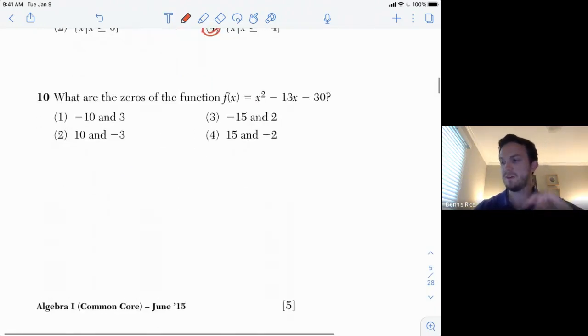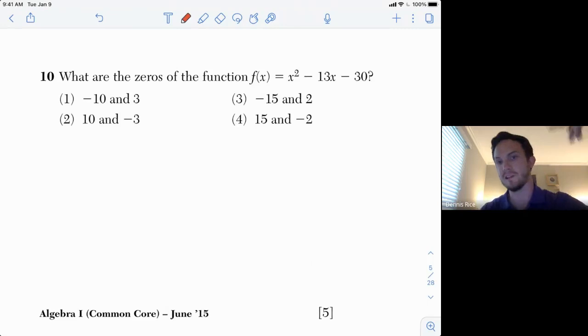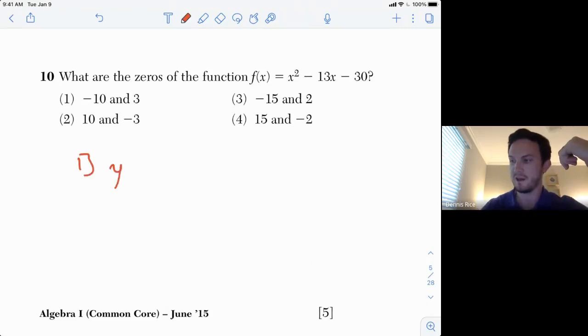All right, number 10. What are the zeros of the function? Now, again, a multiple choice. We really care about the process for this. So let's talk about some options we have to solve this. I could type this into y equals and look at the choices. They're all kind of nice integers. There's no crazy decimals. So I could just go to my table. Second graph, not second table. Second graph, go to my table and just look for the zeros.